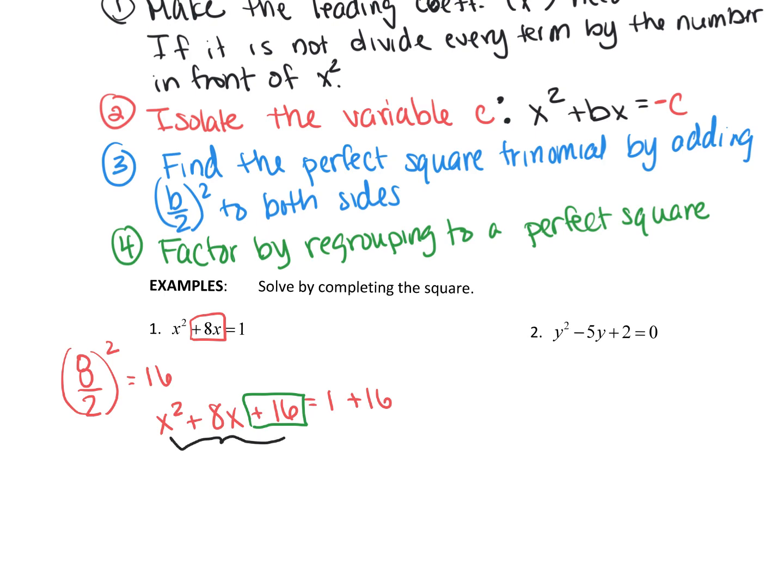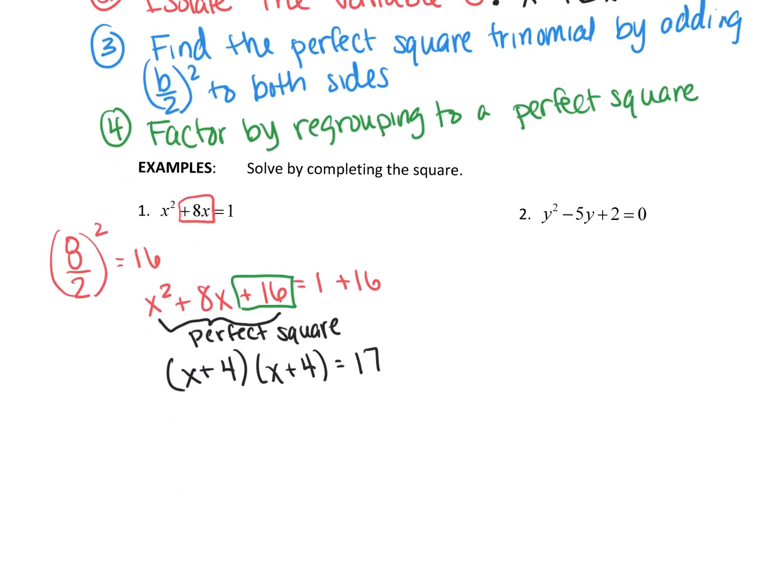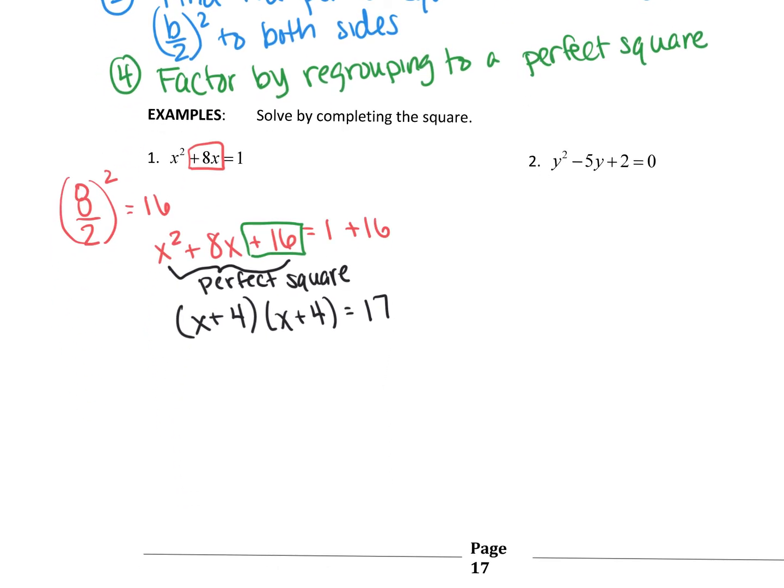This right here is now a perfect square. And it factors like this. It's x plus 4 times x plus 4. And this is equal to 1 plus 16, which is just 17. Because these terms are exactly the same, I can write them like this. X plus 4 squared is equal to 17.